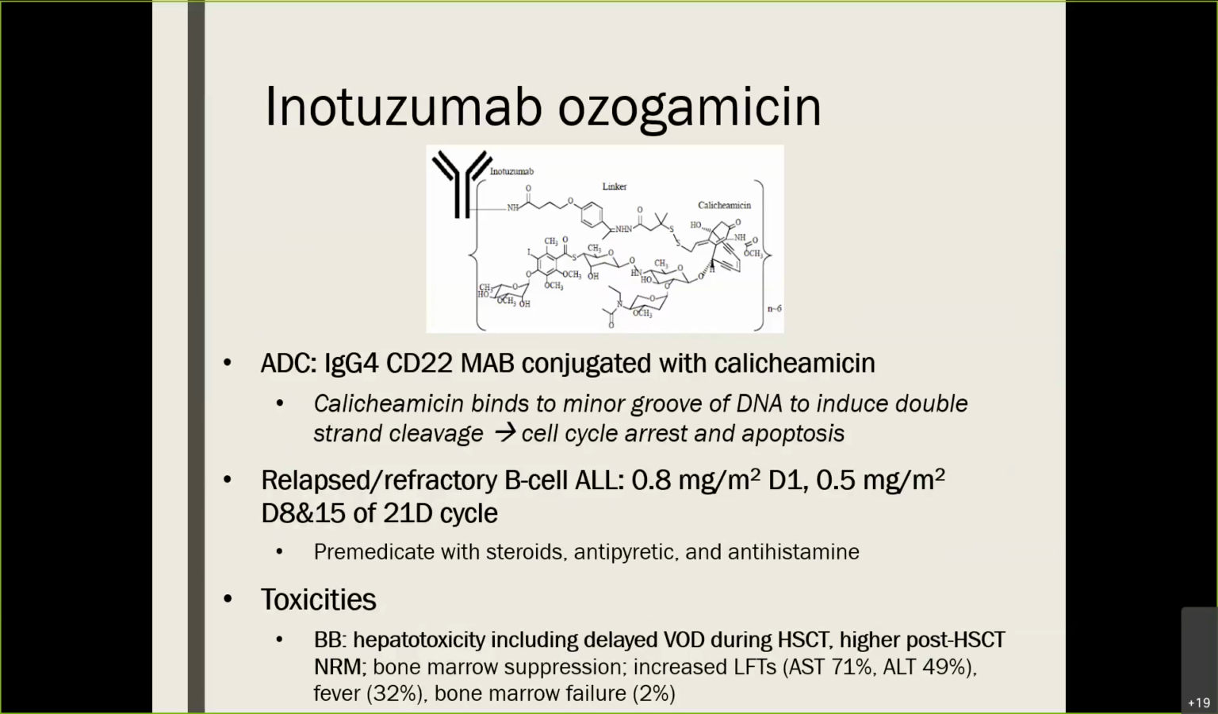And this has a black box for hepatotoxicity, with delayed VOD during stem cell transplant, as well as a higher rate of post-transplant non-relapse mortality in folks who have received inotuzumab. So much like my CD33 agent previously, there are some considerations if these folks go on to stem cell transplantation. Bone marrow failure is actually seen in 2% of patients who receive inotuzumab as well, so that's kind of significant.